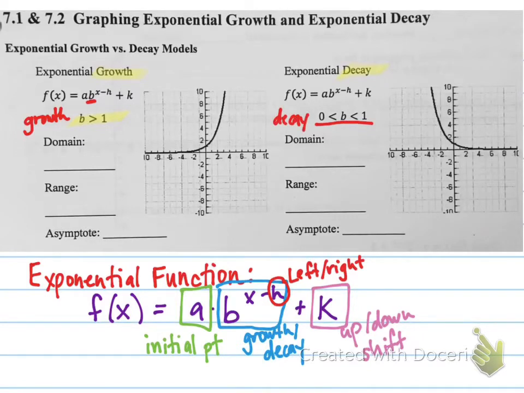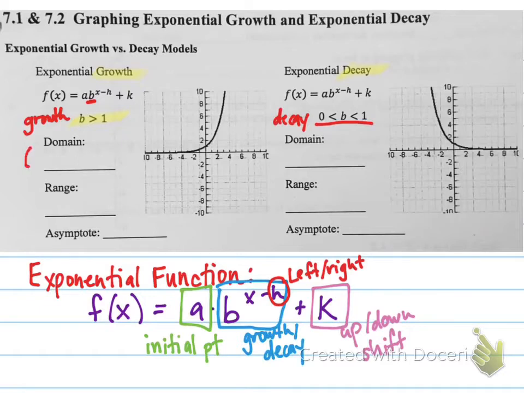A good way to check that is if you had 2 squared, every time you're increasing that exponent, 2 cubed, 2 to the 4th, your value is getting larger. But 1/2 squared is 1/4, 1/2 cubed is 1/8, so it's actually getting smaller and smaller. So you have to decide, is my b value greater than 1, or between 0 and 1.